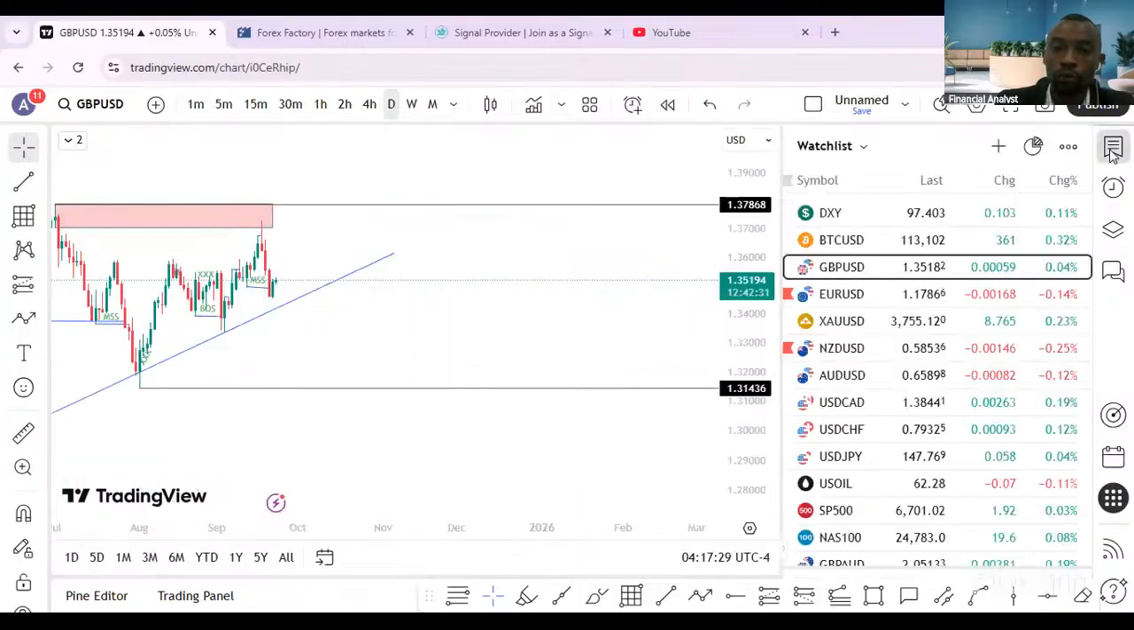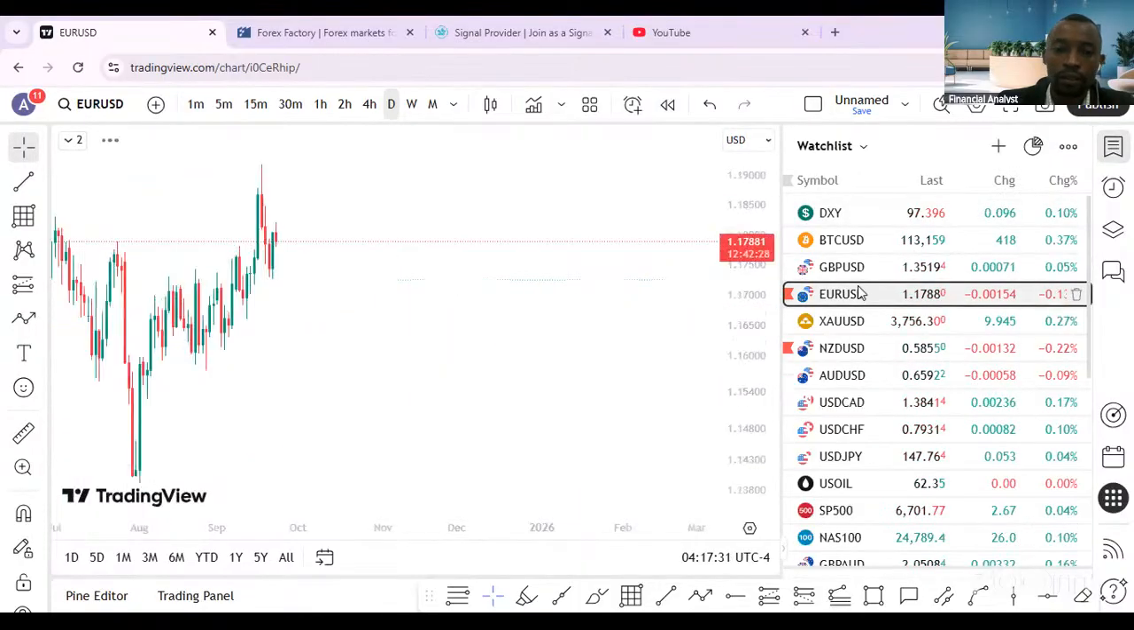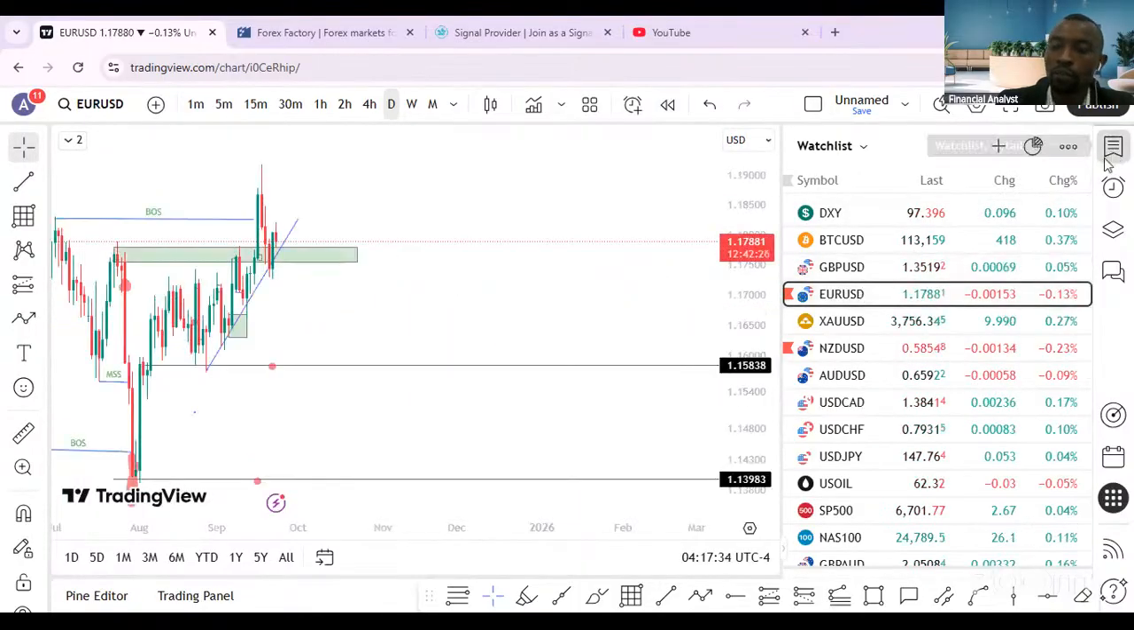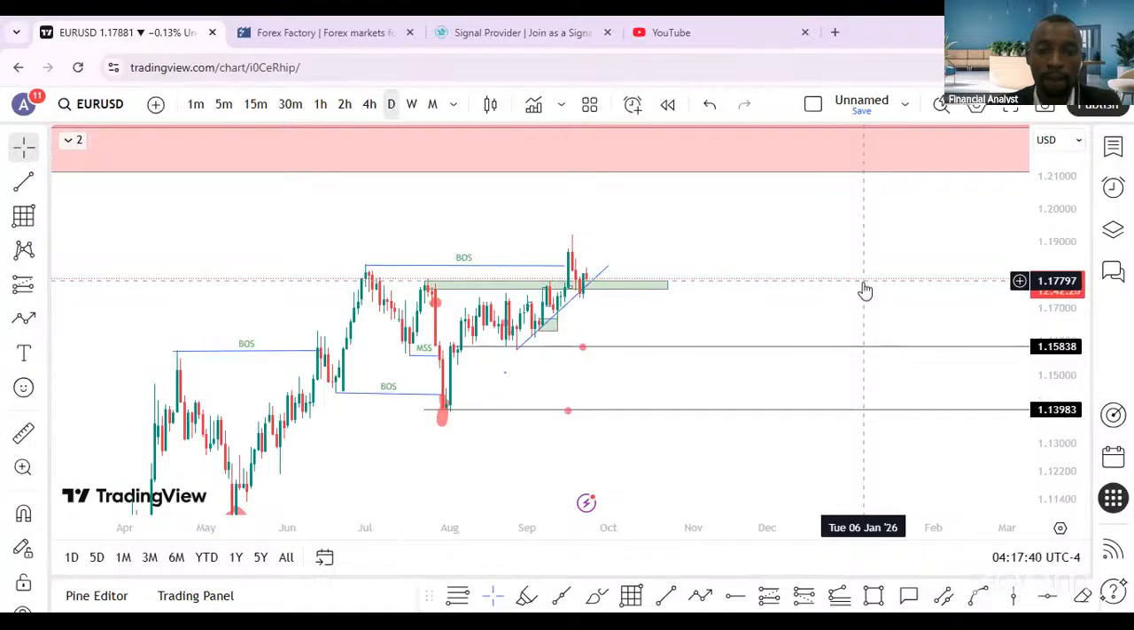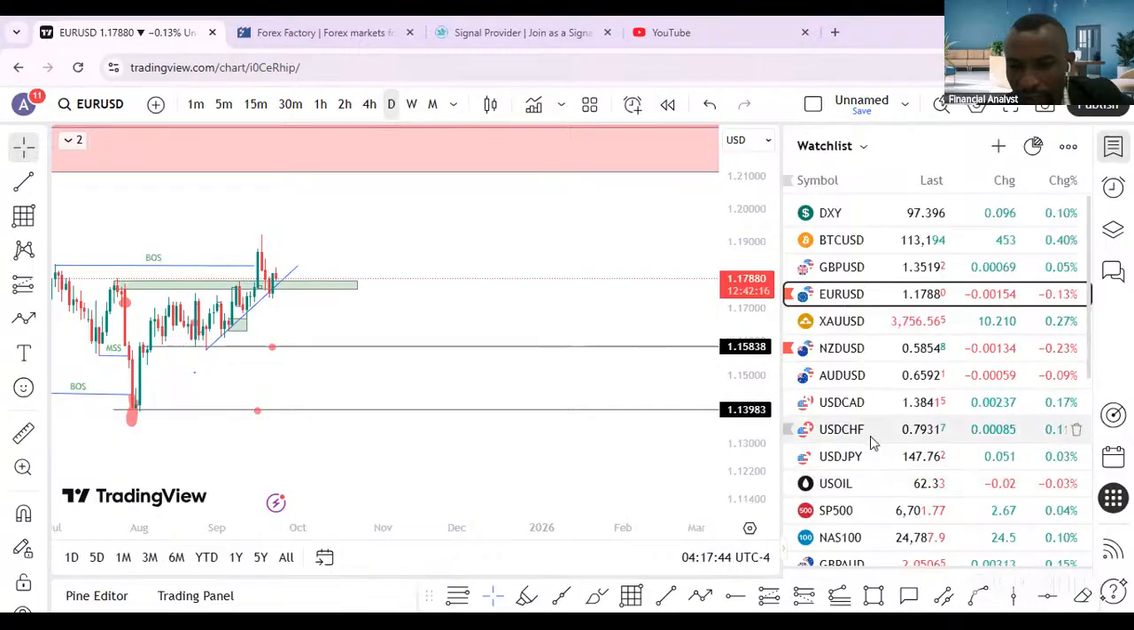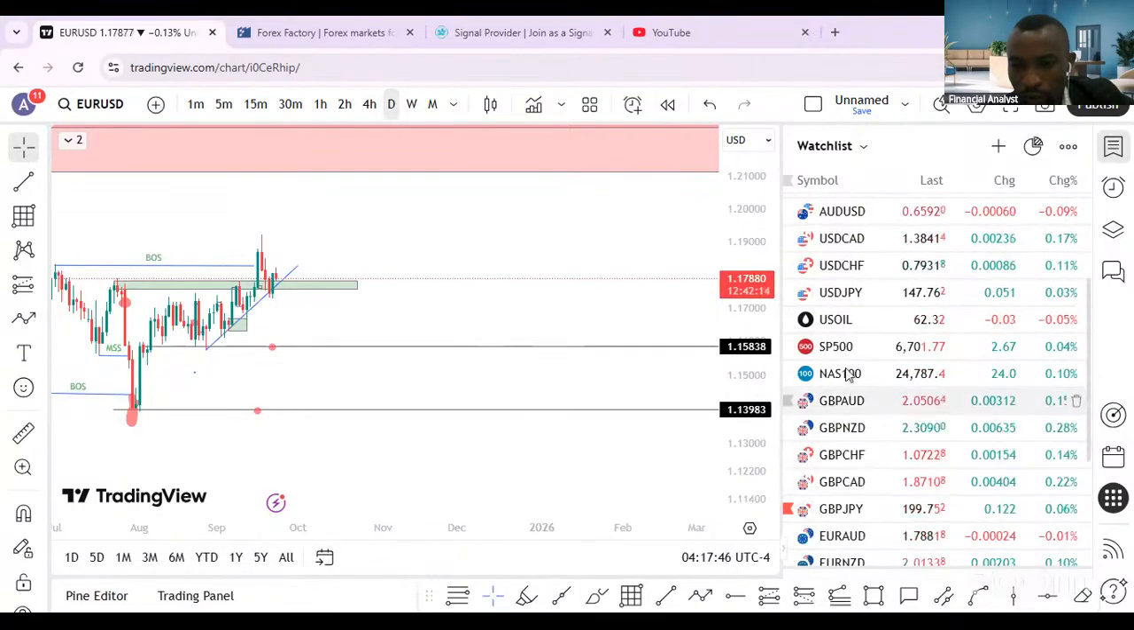So I move to Euro/USD. Now Euro/USD is more convincing to buy than GBP/USD. And being is that Euro/USD is stronger.